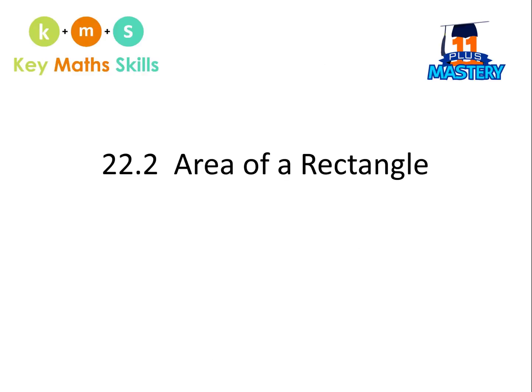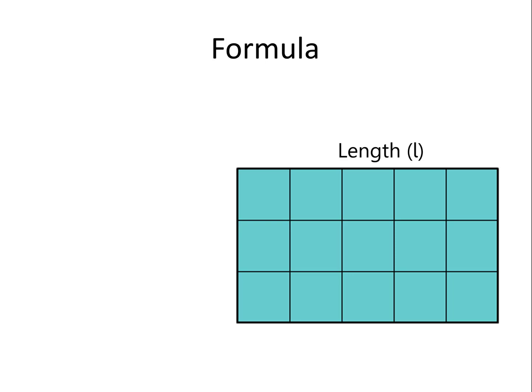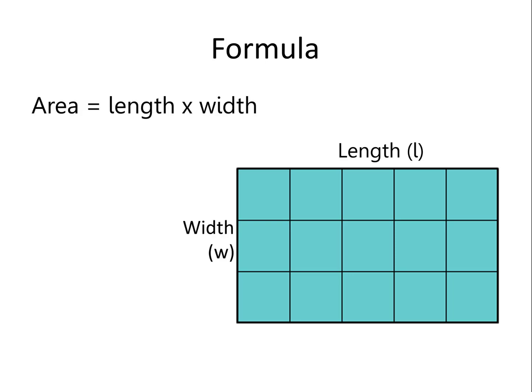Section 2. Area of a rectangle. The formula for the area of a rectangle is length times width. I can also write that as A equals L times W, where L represents length and W represents width. Now if we've got two letters together with no math symbol in between, it means multiplication, so I can also write that as simply A equals LW.